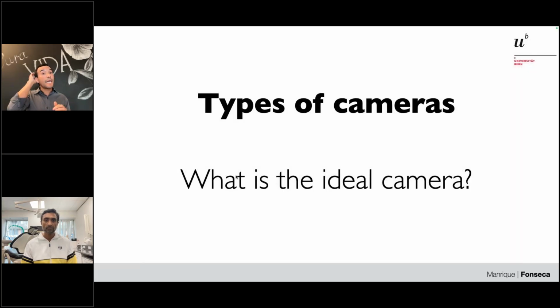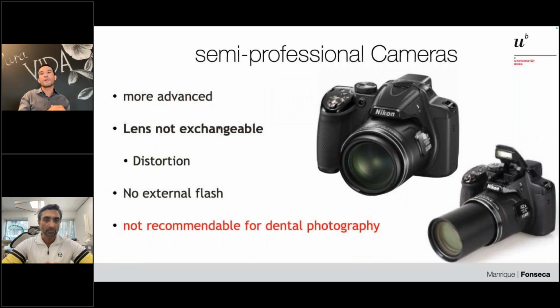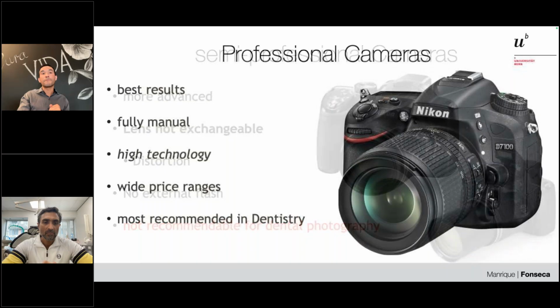Next topic is the types of cameras. Is there an ideal camera for all settings? Let's dive into that. We have compact cameras. We're not going to talk about them because those are the very simple ones that are not indicated for dental photography. We have semi-professional cameras, and we have professional and mobile photography. The semi-professional ones are also not very good or recommendable for dental photography because you cannot add a flash. The lens is fixed, you cannot exchange it, so you cannot take macro pictures. So we don't recommend that for dental photography.